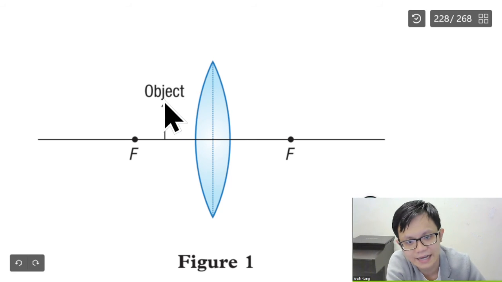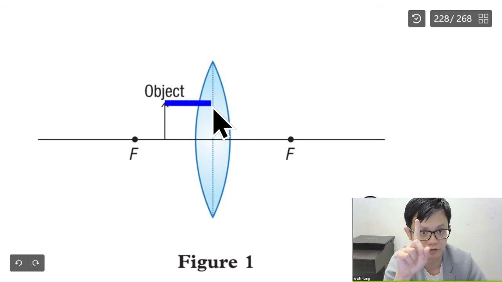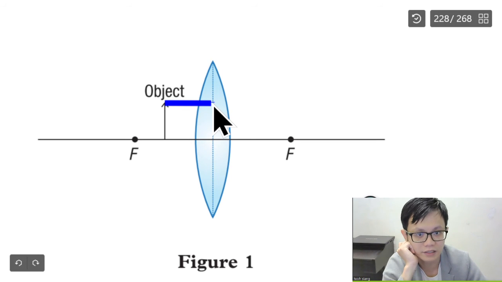Very easy. Listen. Okay, first draw a straight line from the top of the object to the lens. Step 1. Step 2, pass through the F. See or not? So draw through the F.